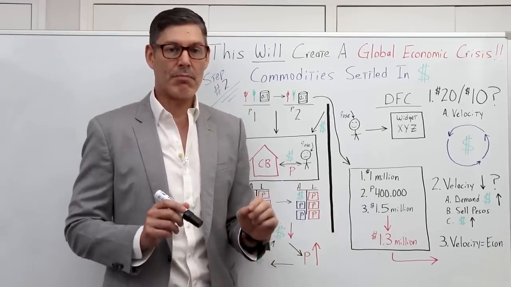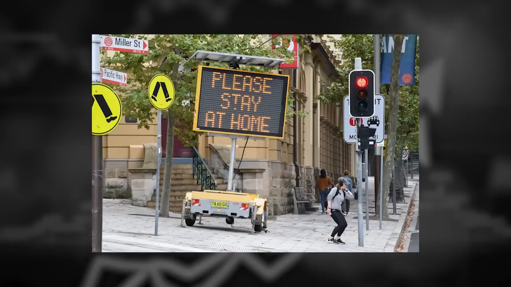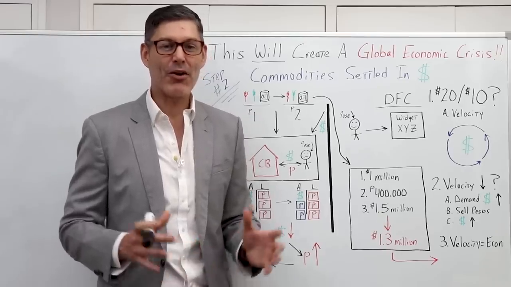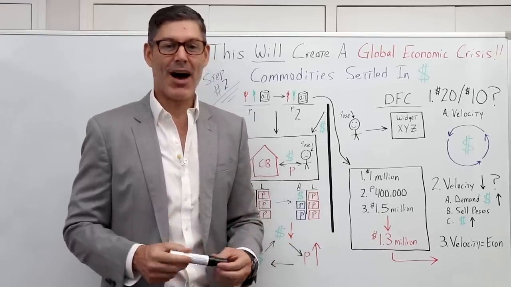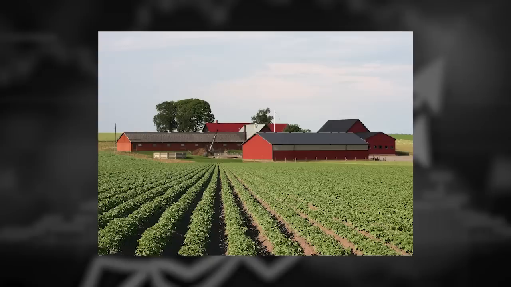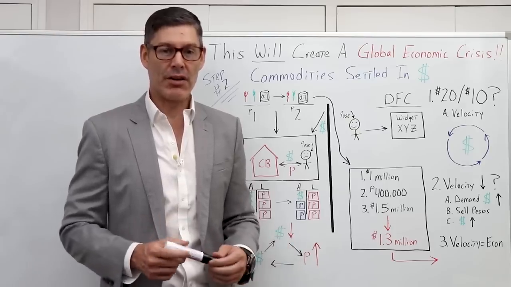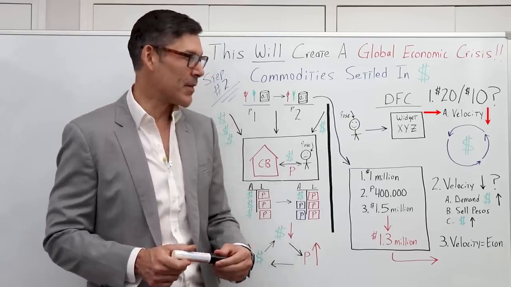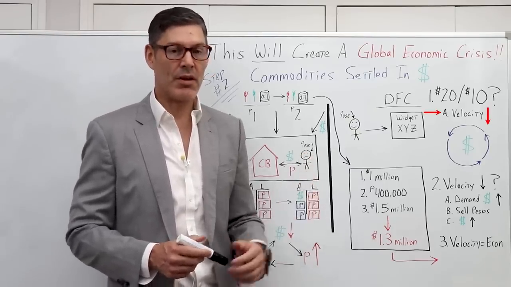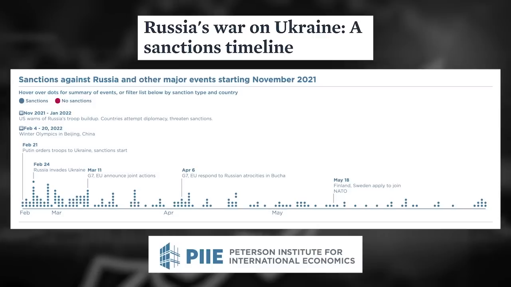And it can be reduced many ways. One would be global lockdowns. How can we assume that locking everyone in a cage and not allowing them to produce goods and services is going to lead to anything other than lower velocity? And that's just one example of central planning. Another would be sanctions on Russia. That's going to decrease the velocity.